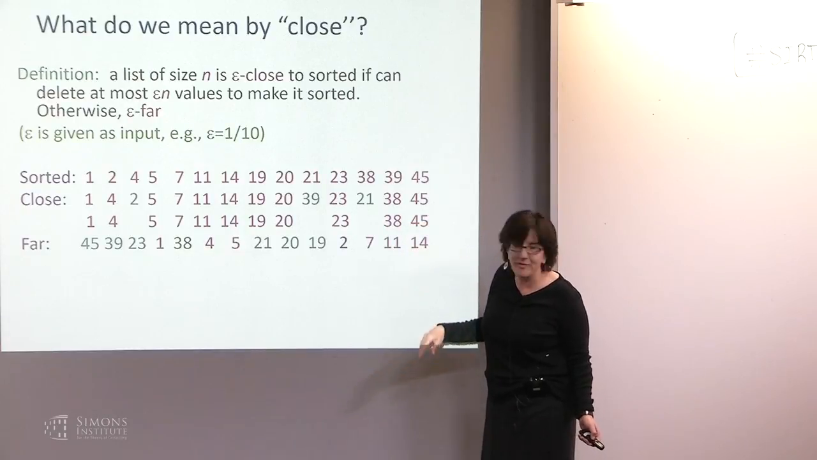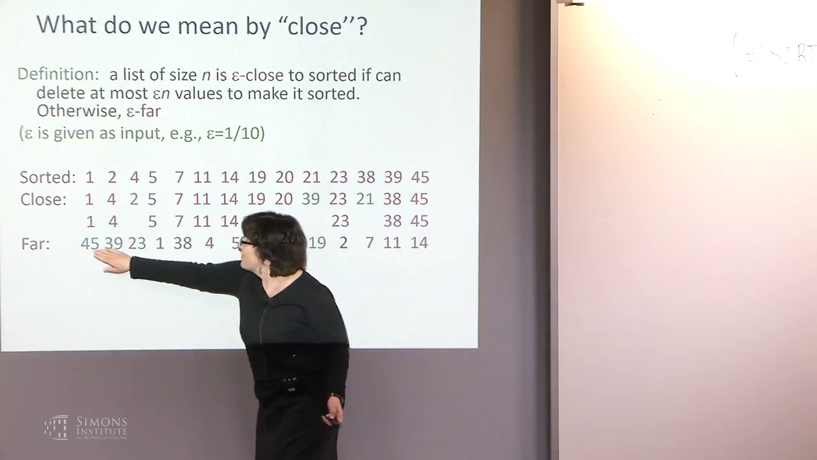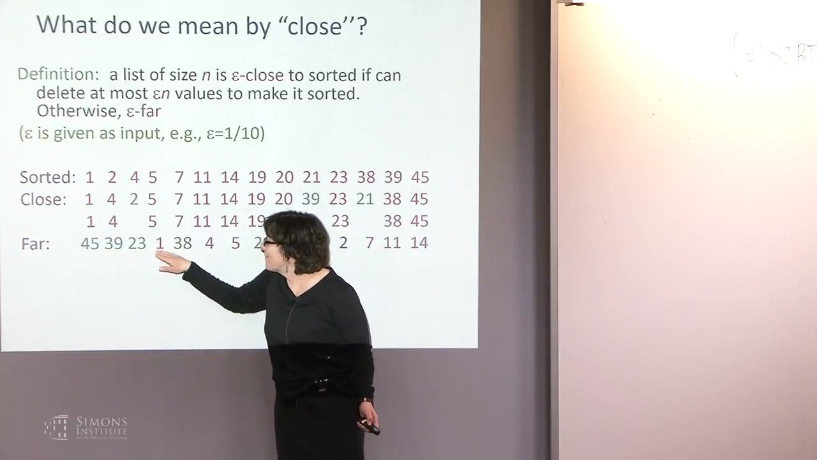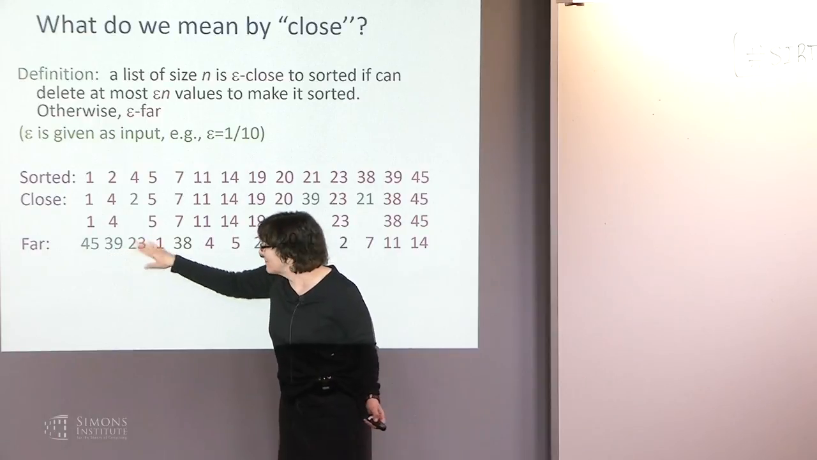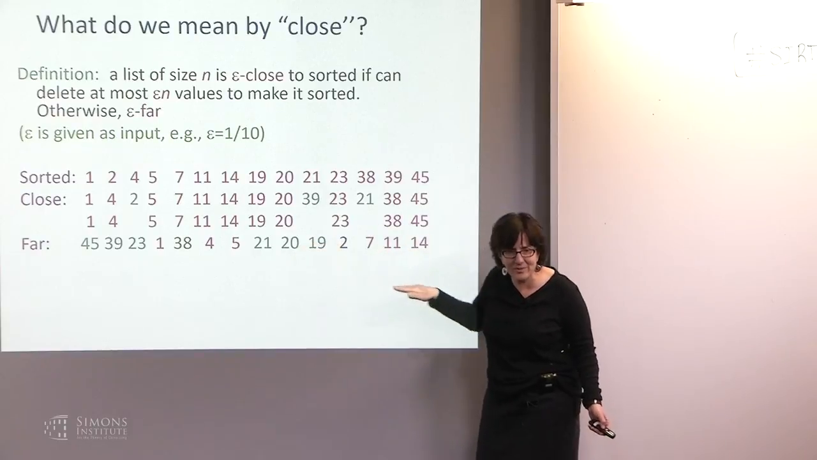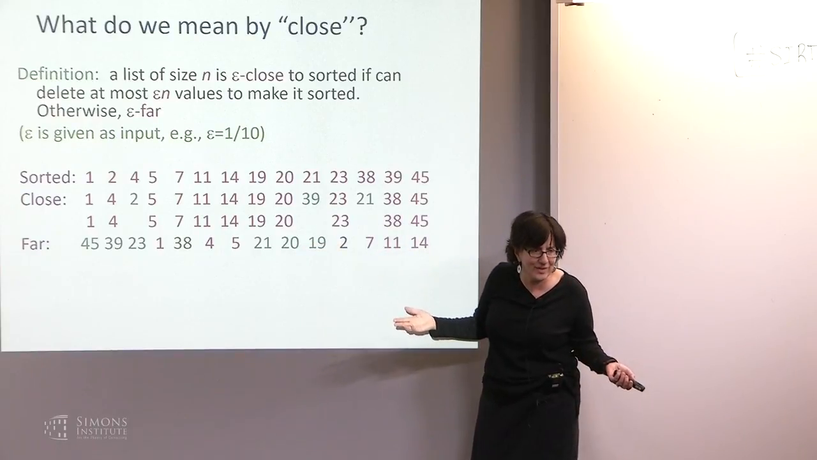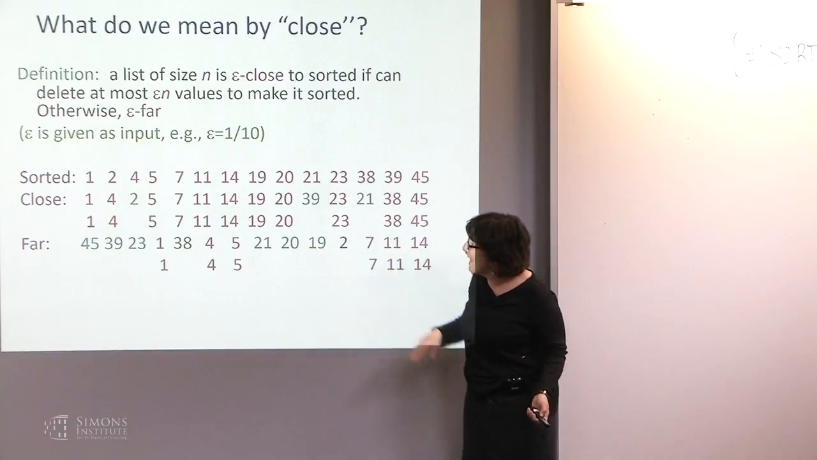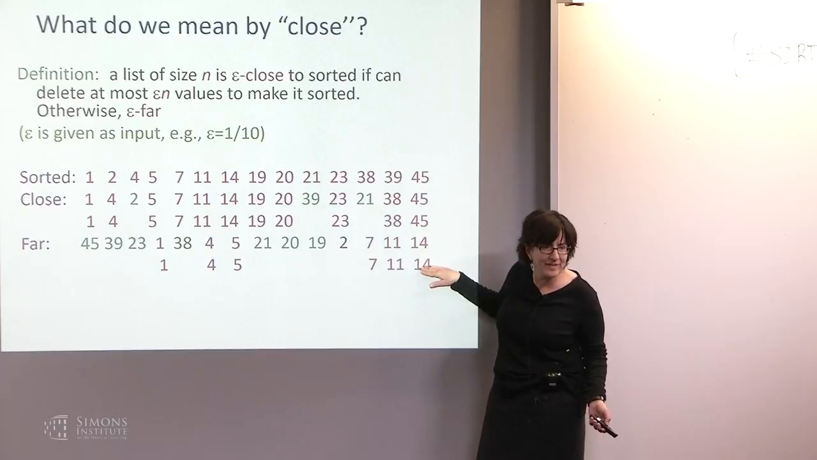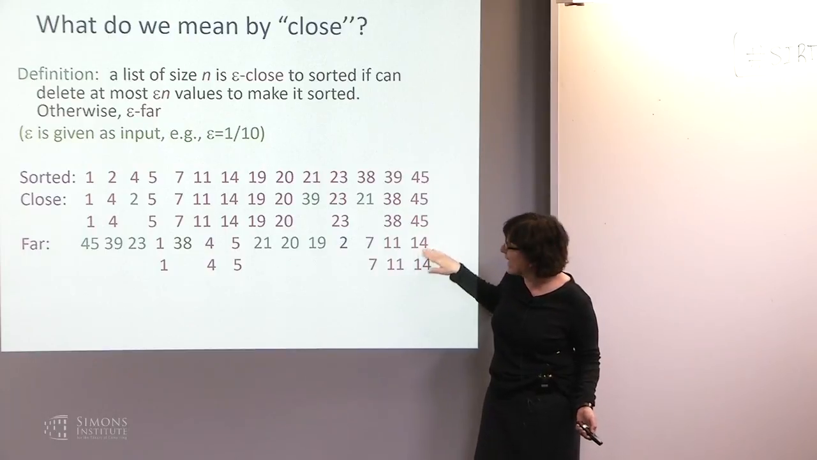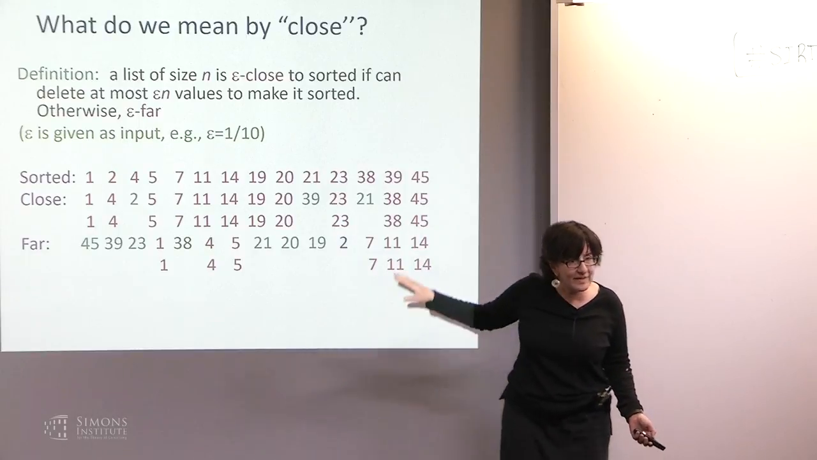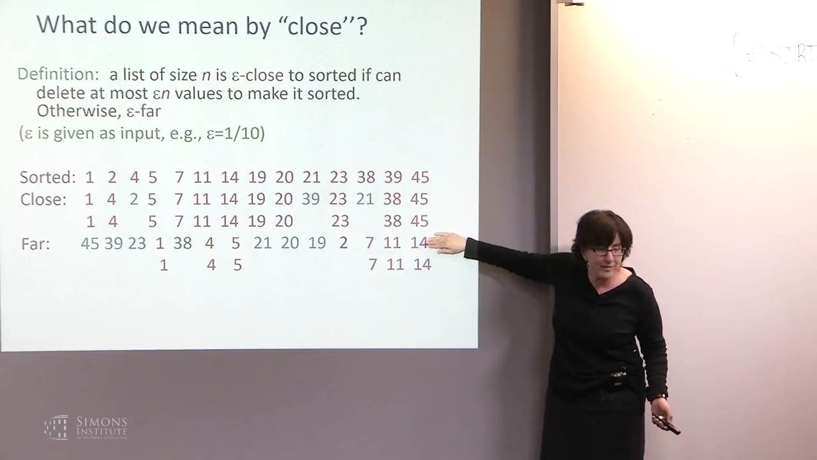And this thing is far from sorted because of these three, 45, 39, 23, I can only keep at most one. And then it's followed by the one, so I either keep the one or I keep one of those, so let's get rid of all three of those. And you go through this thing and every time you have a decreasing sequence, you can only keep at most one of those, and maybe not even. So in the end, this is the closest sorted sequence that I managed to find from this example. I had to delete half the list to get to a sorted list. So this is a sequence that's far from sorted.